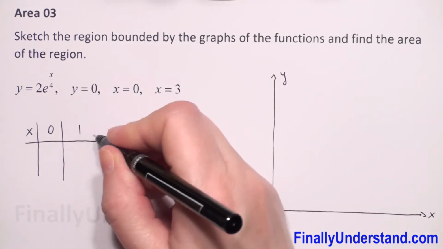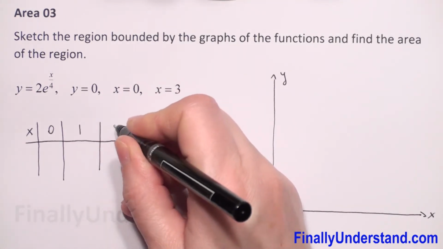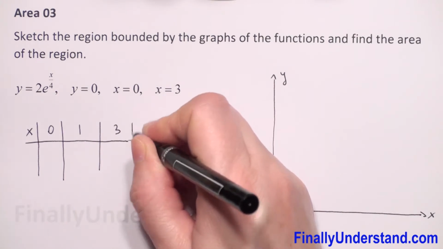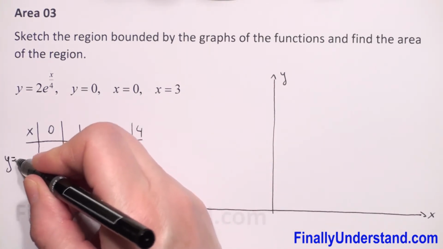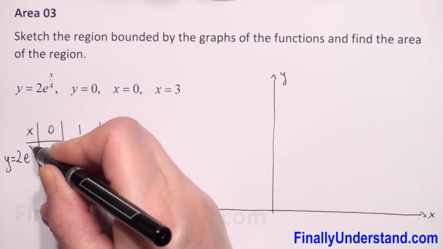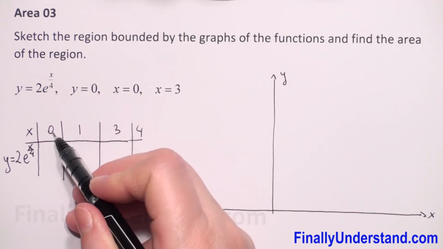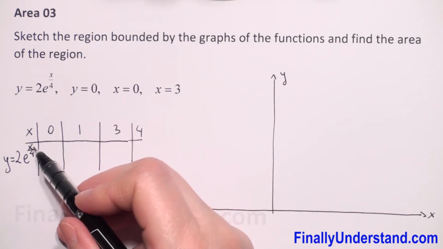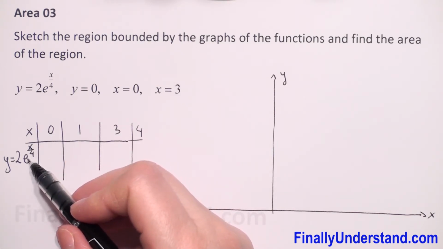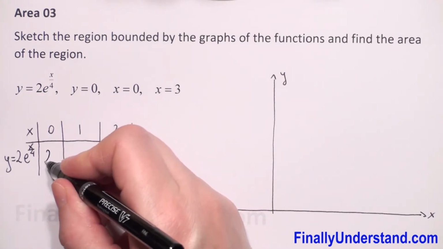Next, let's put 1, 3, and 4. Y is equal to 2 times e to power x over 4. When we put 0 for x, we will have e to power 0. E to power 0 is 1, so 2 times 1 is 2.